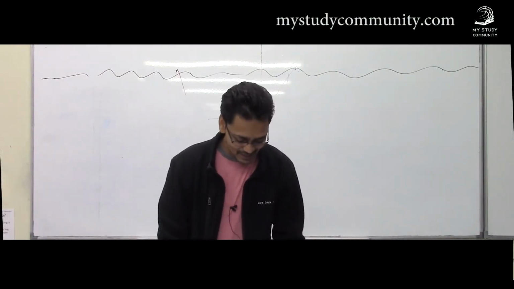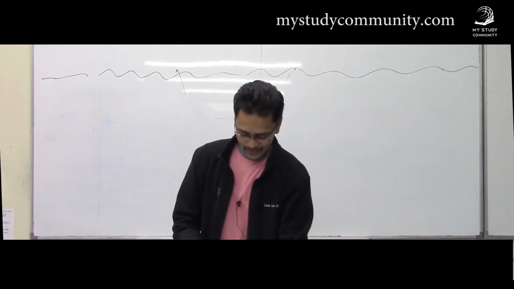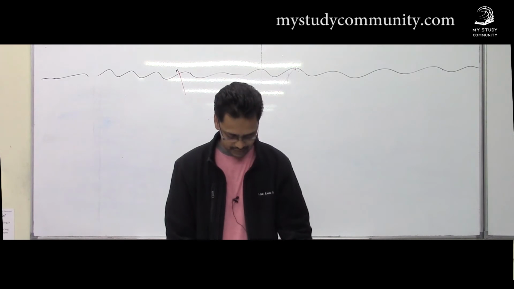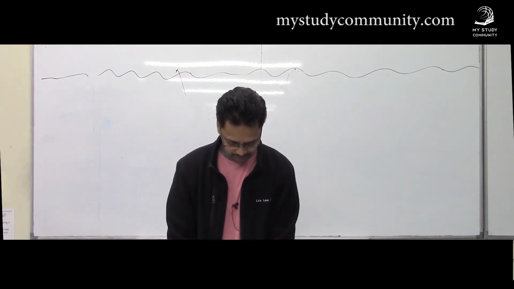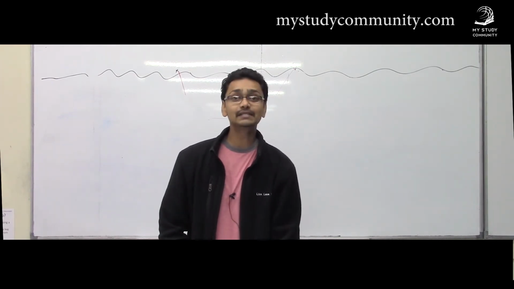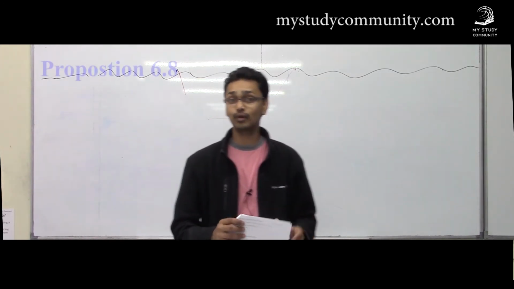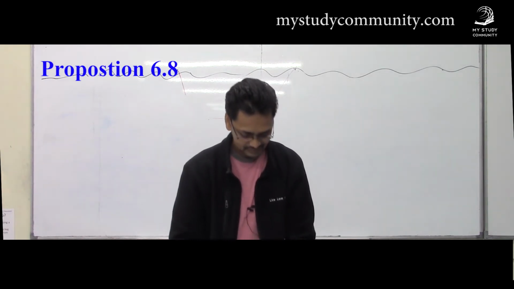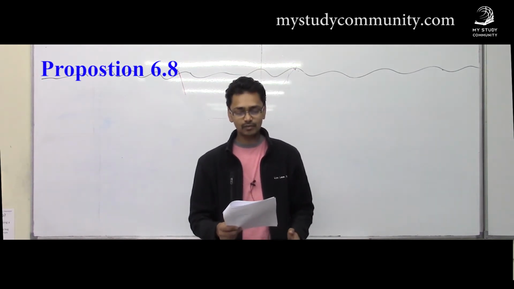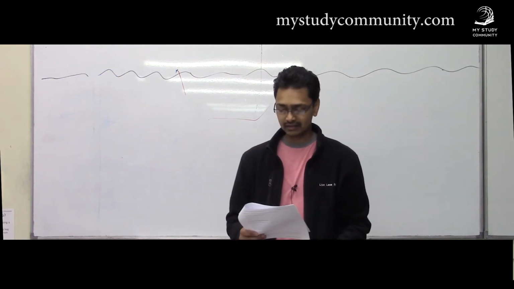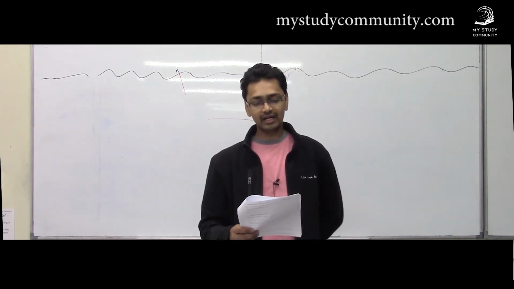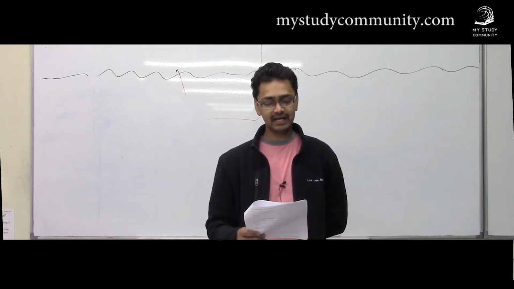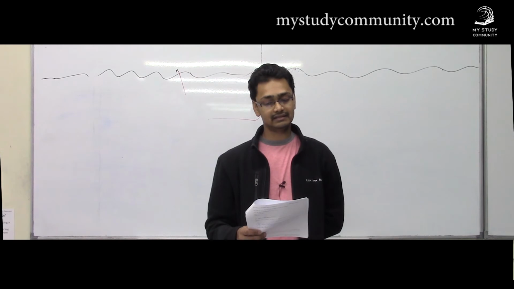So with that in mind, we are on rings. We covered the basics of rings yesterday. We are on Proposition 6.8. Let S be a non-empty subset of a ring R. Then S is a subring of R if and only if for any A and B in S, we have A plus B in S, AB in S, and minus A in S.